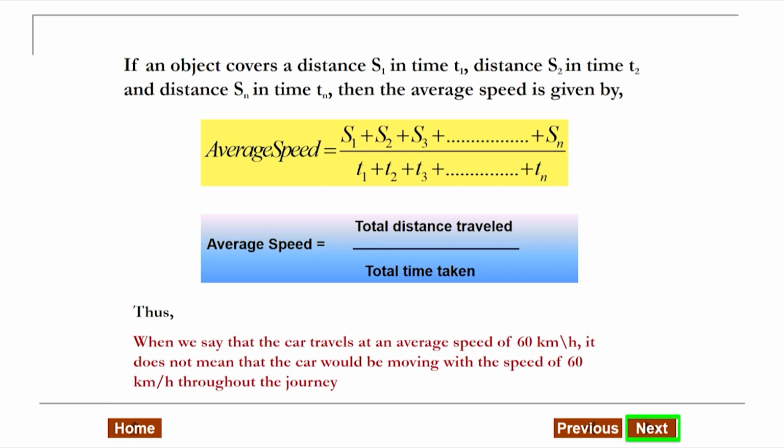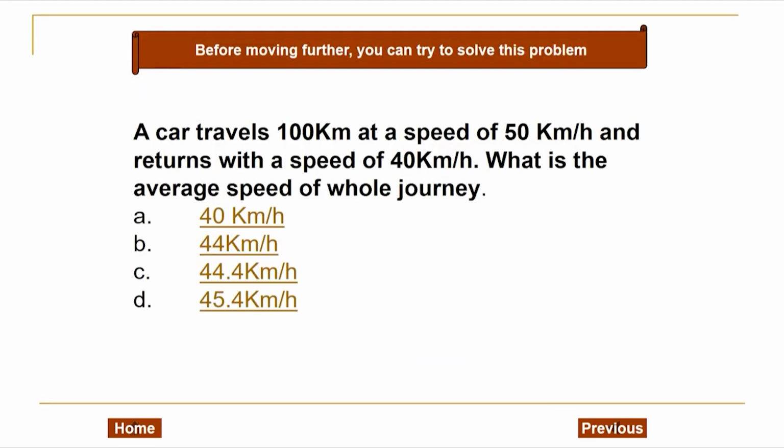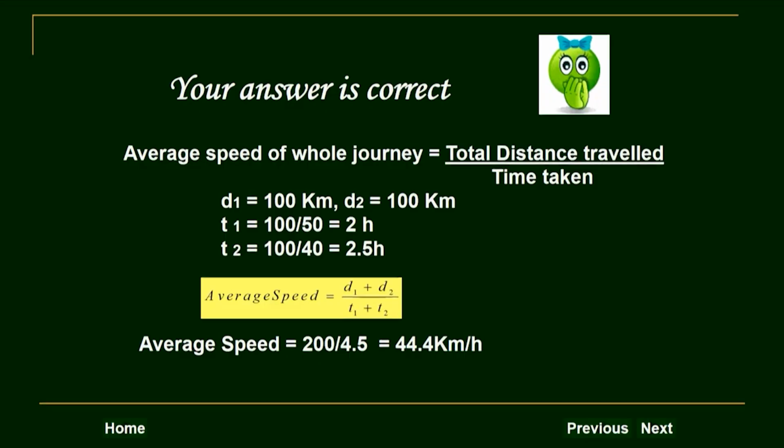Now next screen, there is one inbuilt practice task question. A car travels 100 km at a speed of 50 km per hour and returns with a speed of 40 km per hour. What is the average speed of whole journey? Now the student can take his own time and he can calculate. Say the answer is C, 44.4 km per hour. So again his answer is being reinforced. The calculation is also given and now he will move to the next screen.